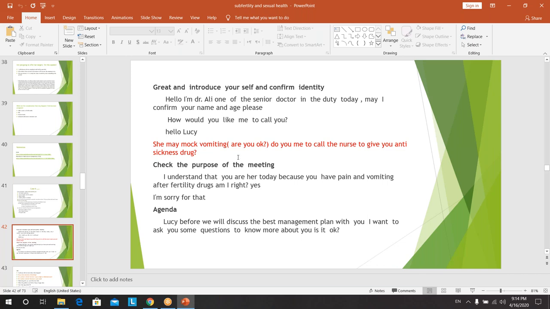Here, the patient will mock vomiting. She will act as if she has vomited. And you can tell her, are you okay? Stop here. Are you okay? Do you want me to call the nurse to give you a sickness drug? She will say, okay, doctor, no problem.